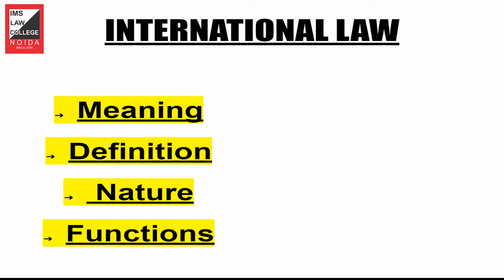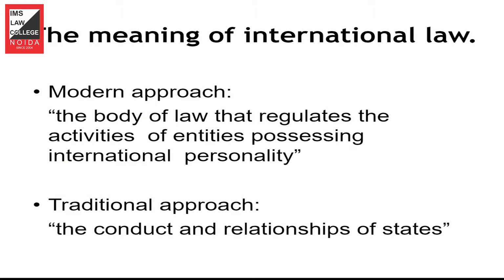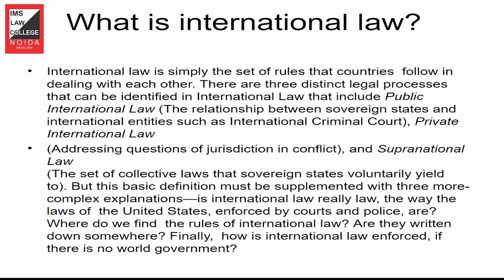What is the meaning of international law? According to the modern approach, international law is the body of law that regulates the activities of entities possessing international personality. According to the traditional approach, the conduct and relationship of states are important essential ingredients of international law. Now, what is international law? International law is simply a set of rules that countries follow in dealing with each other.